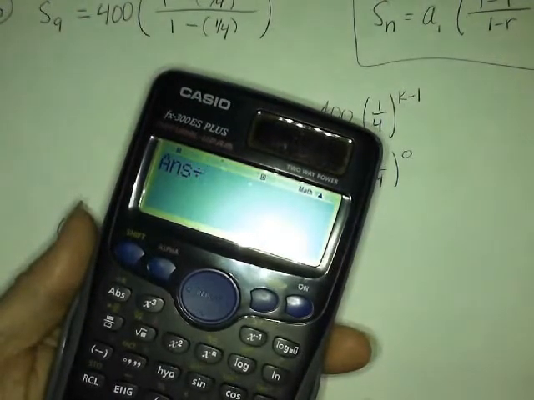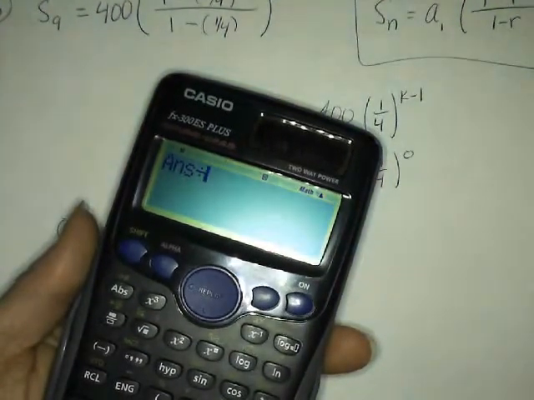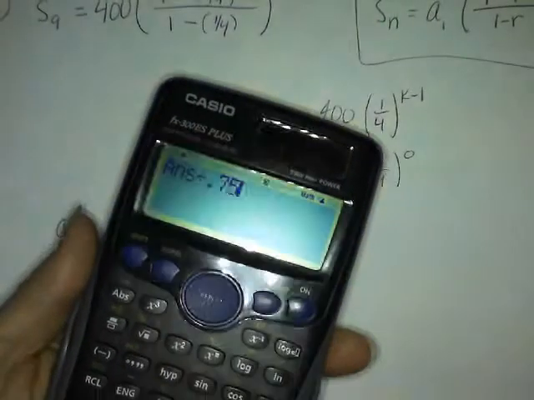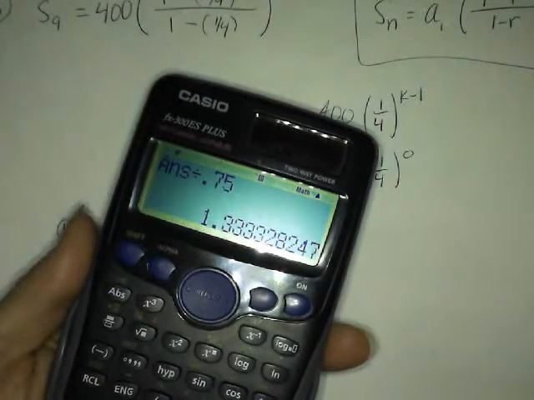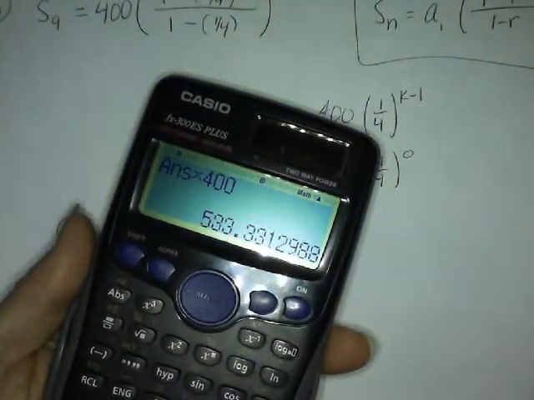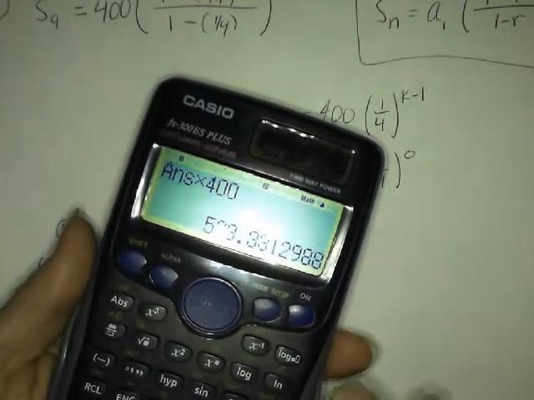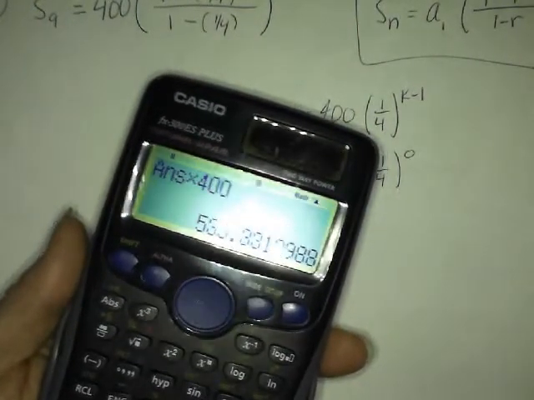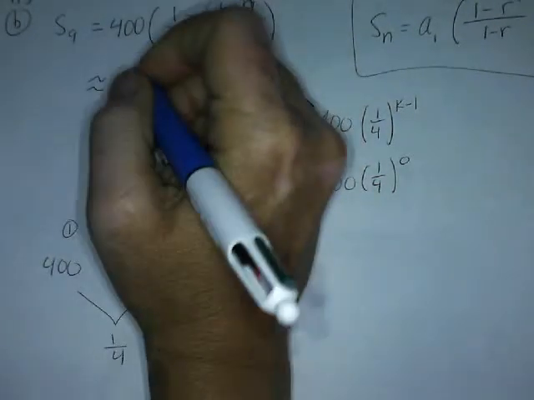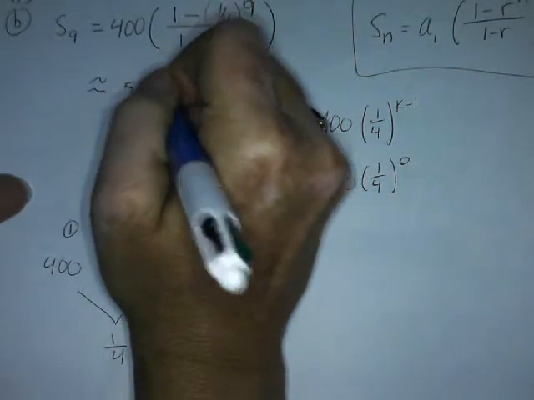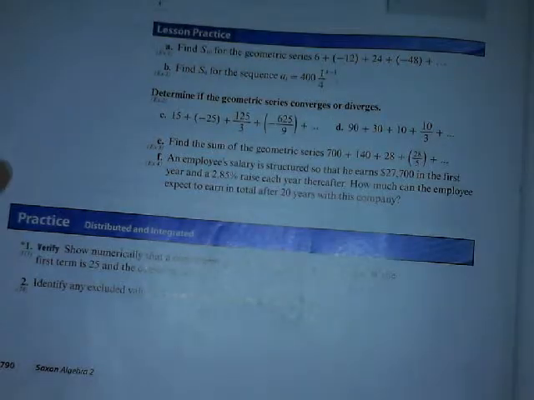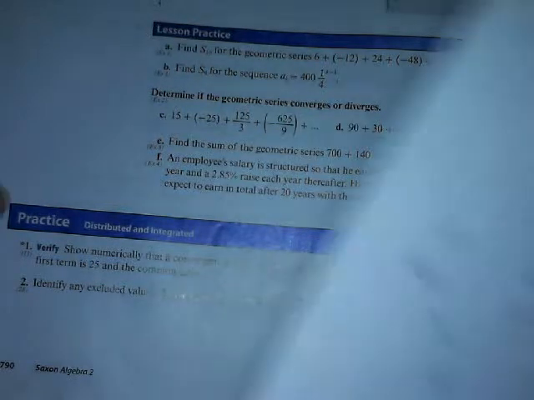Divided by, what's 1 minus 1/4? I can do this in my head. 0.75? Oh, yay. Times 400. It's horrible. Oh my goodness. Okay, well, that's what I got. Let's check it. 533.33. Yeah, that's letter B. Let's check.